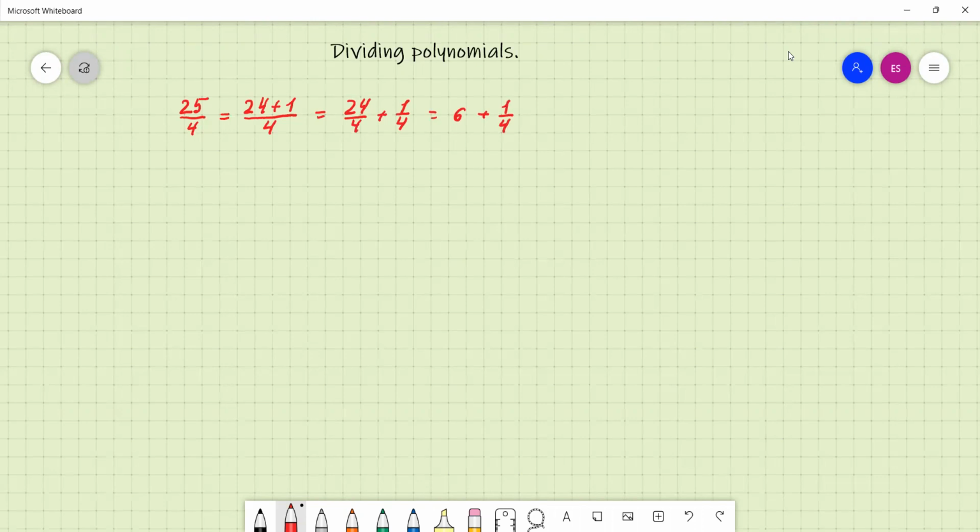So what is what over here? Let me change the color. So what is 25 here? 25 here is the dividend. Divided by, right? What is 4 here? Divisor. 6 is the quotient. And 1 over here on the top is the remainder.